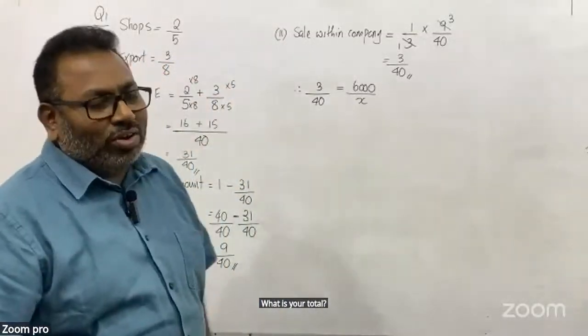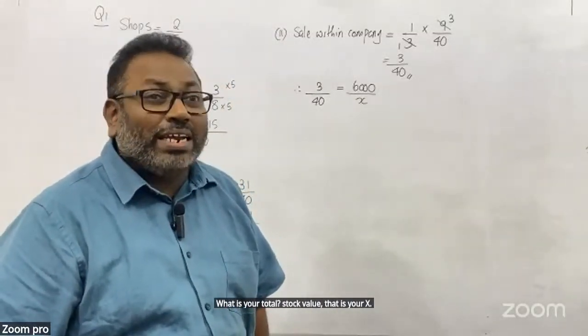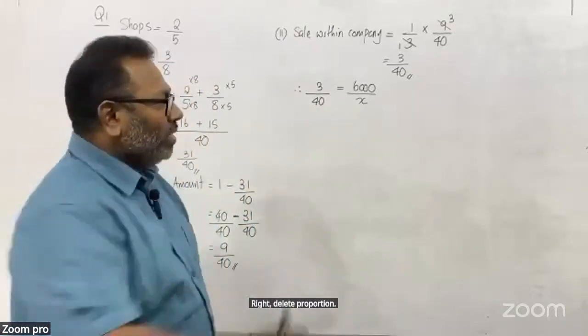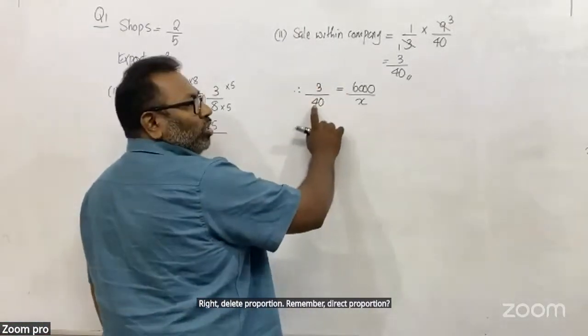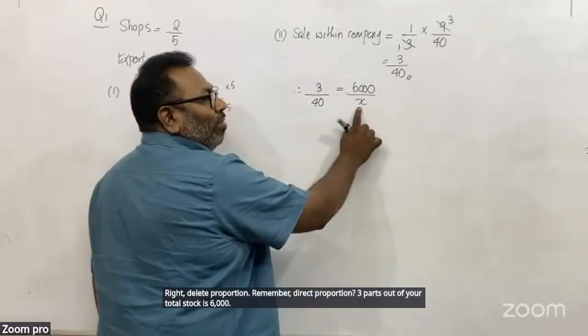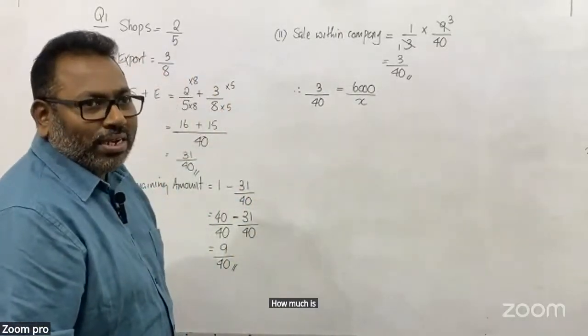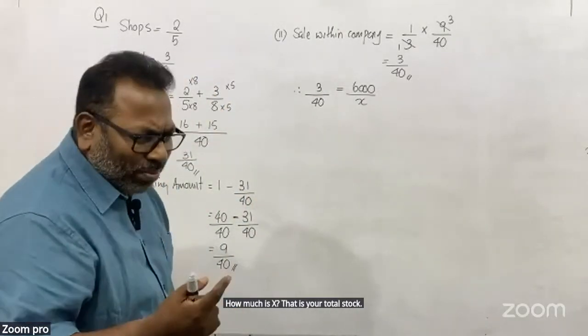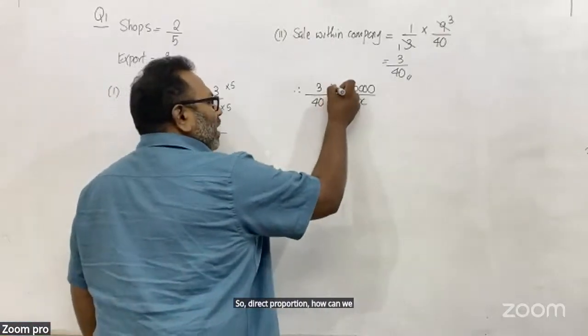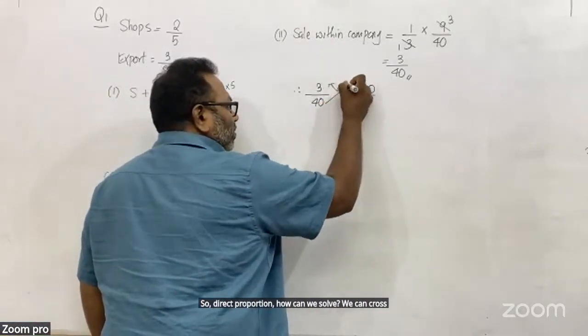Stock value, that is your X, right? Direct proportion. Remember direct proportion, 3 parts out of your total stock is 6,000. How much is X? That is your total stock. So direct proportion, how can we solve? We can cross multiply.